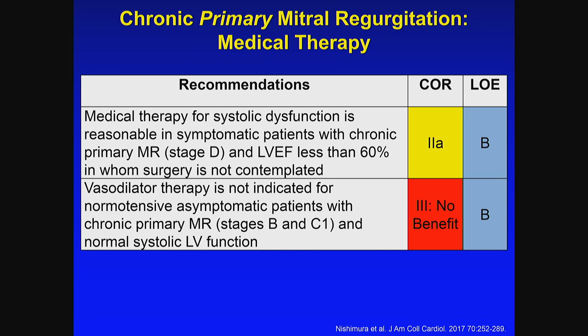Remember, with severe MR, a normal heart should function greater than 60%, and anything less than that can actually represent compromise. And of note, vasodilator therapy is not indicated for chronic mitral regurgitation in normotensive asymptomatic patients. You can use them to treat hypertension, or you can use them to temporize symptoms, but in asymptomatic patients, there's actually no benefit, and that's been shown in clinical trials.